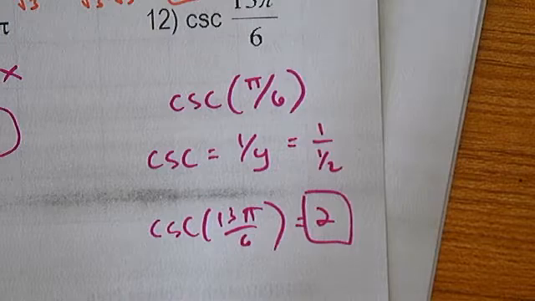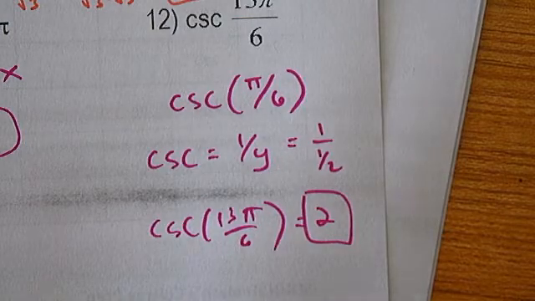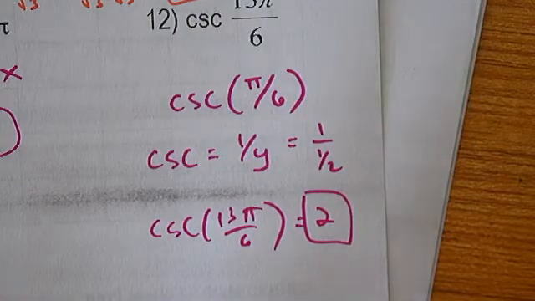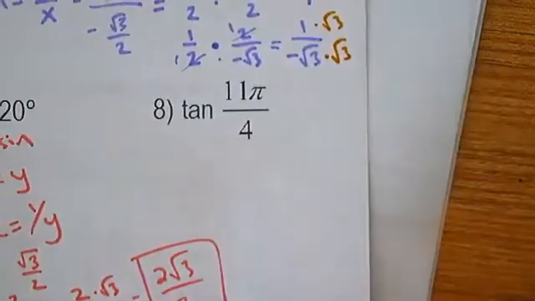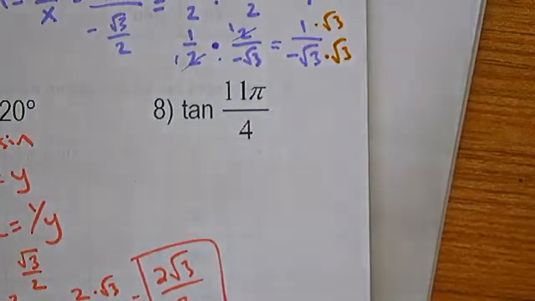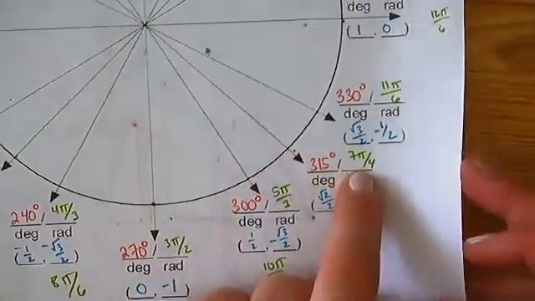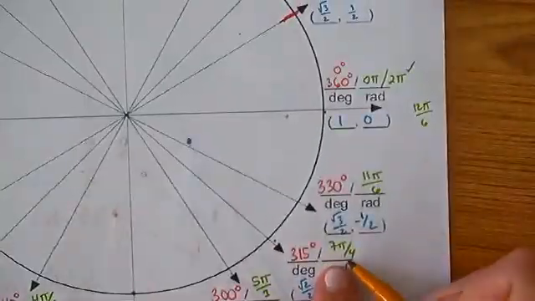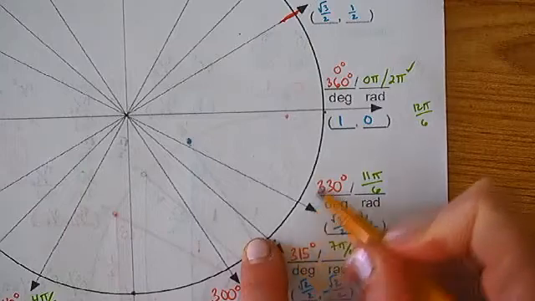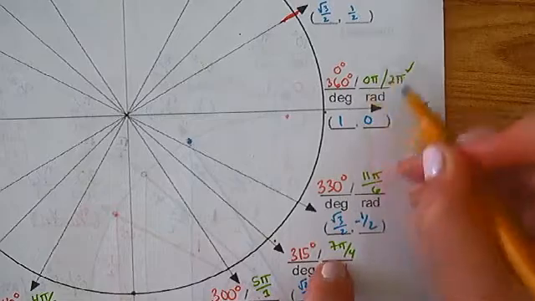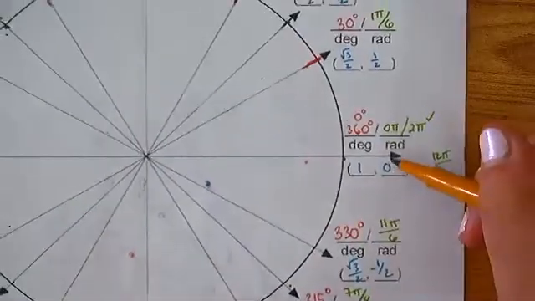Let's do one more just for fun, because I know you guys are having so much fun and you never want this to end. Let's try tan of 11 pi over 4. On the unit circle, the biggest pi over 4 I see is 7 pi over 4. So if that's 7 pi over 4, we're going to add another pi over 4. And this would be 8 pi over 4, which reduces to 2 pi.